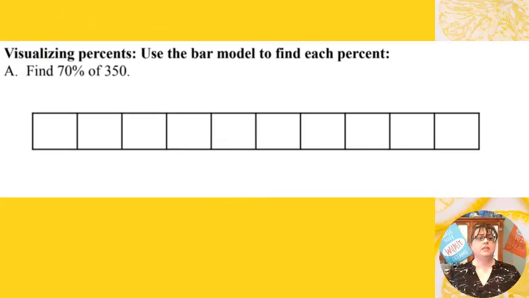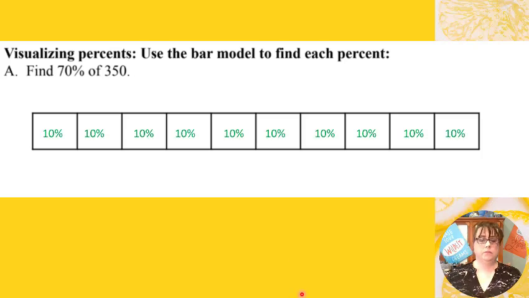We're going to begin today's lesson looking at a bar model to help us visualize and find percents. So our first one's looking at this idea of finding 70% of 350. This bar is going to represent 100% of the entire thing. We have already broken it into 10 equal things. If these are 10 equal amounts, they're each worth 10% of the entire portion. And the whole thing is 100%.